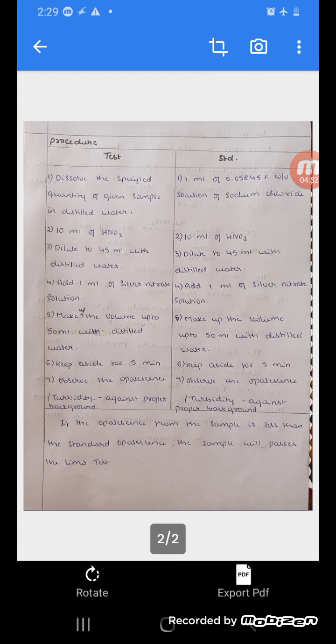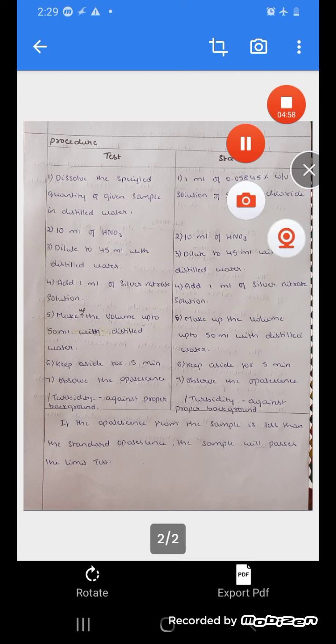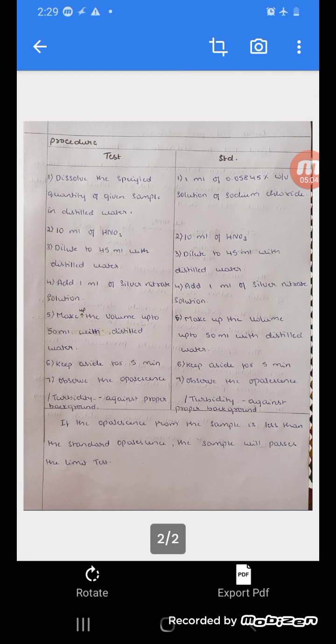And the students will make mistakes. Commonly made mistakes by the students are they won't make up the volume properly, or they will use glass rod while making up the volume. Please remove the glass rod while making up the volume. Stir the Nessler cylinder properly before observing the opalescence or the turbidity, and before pipetting test or the standard solution. Please label.